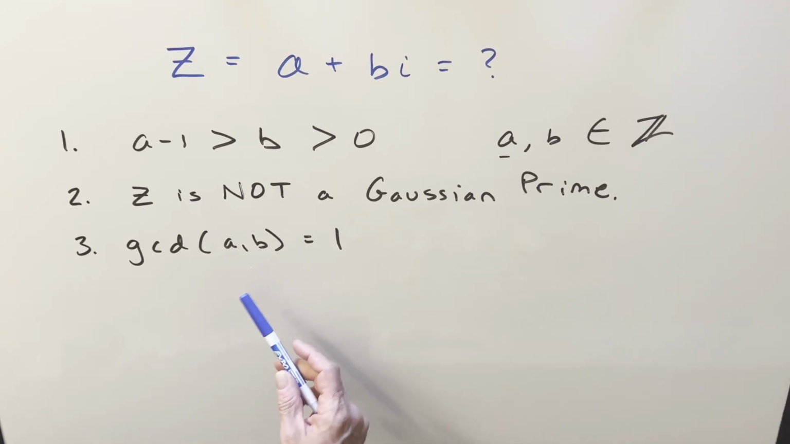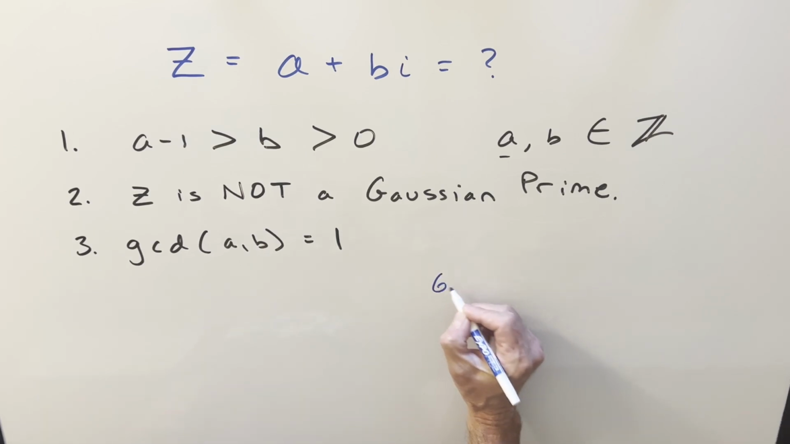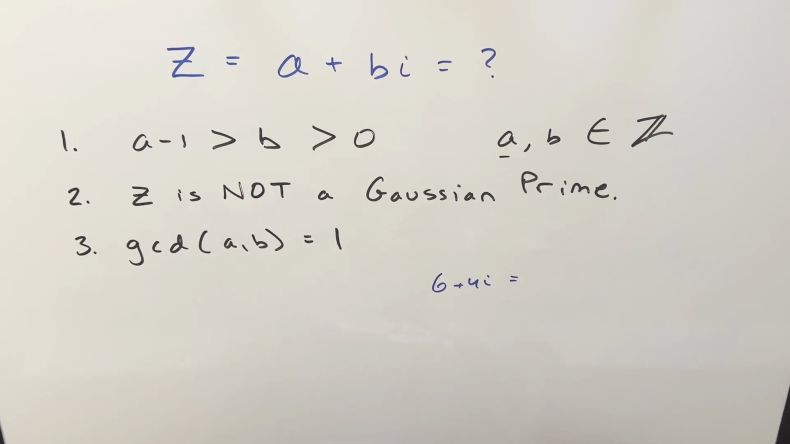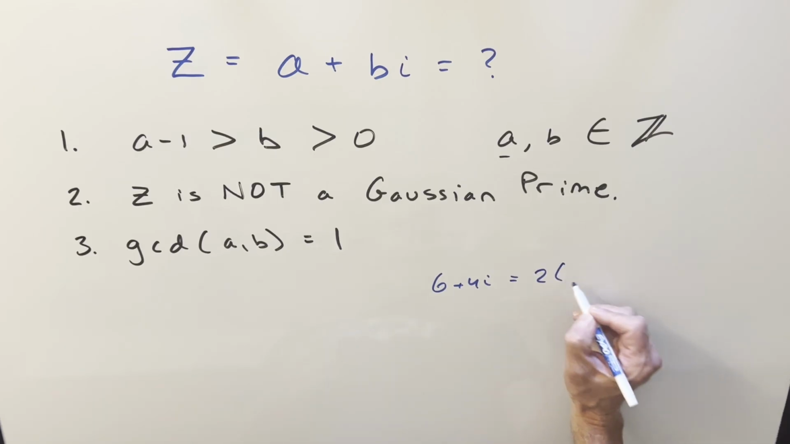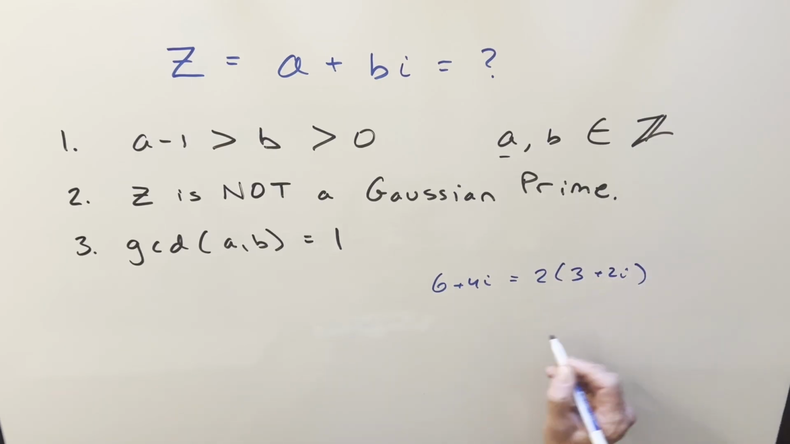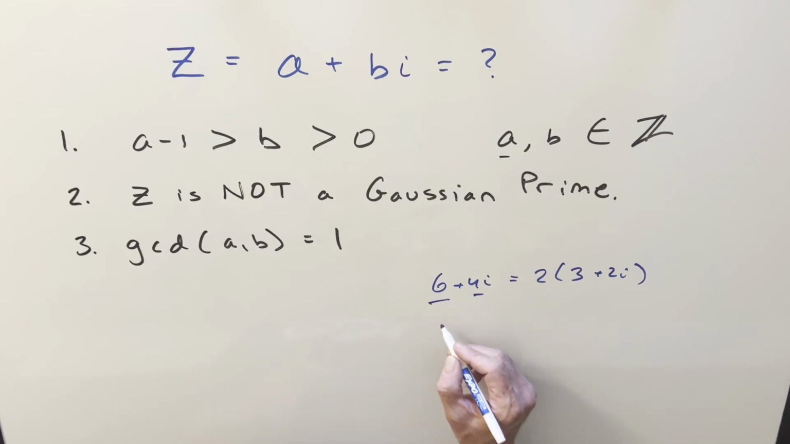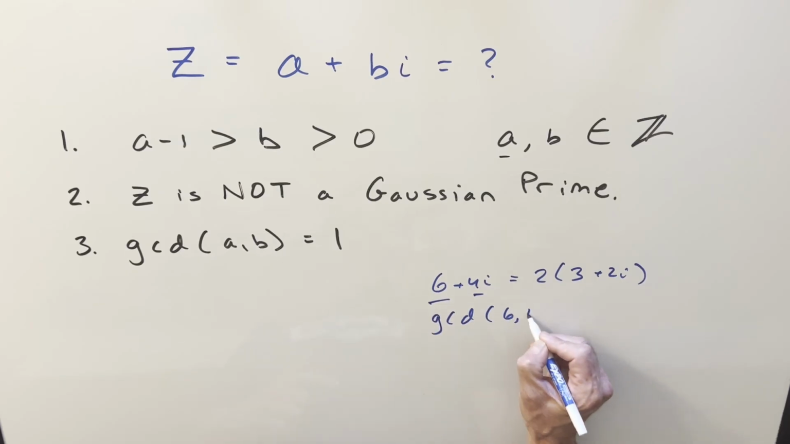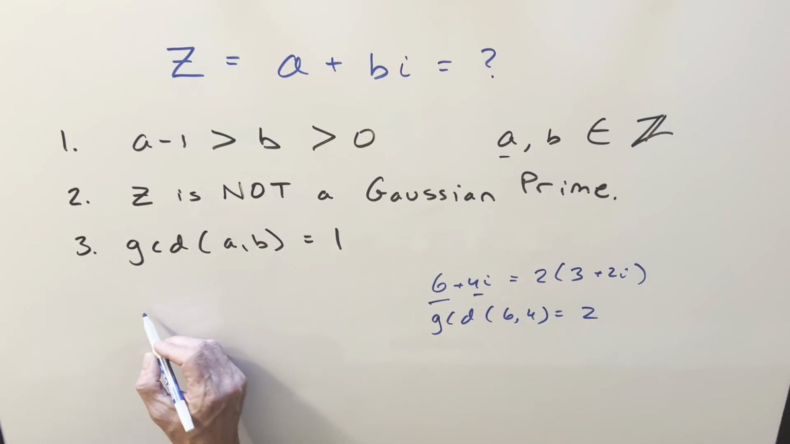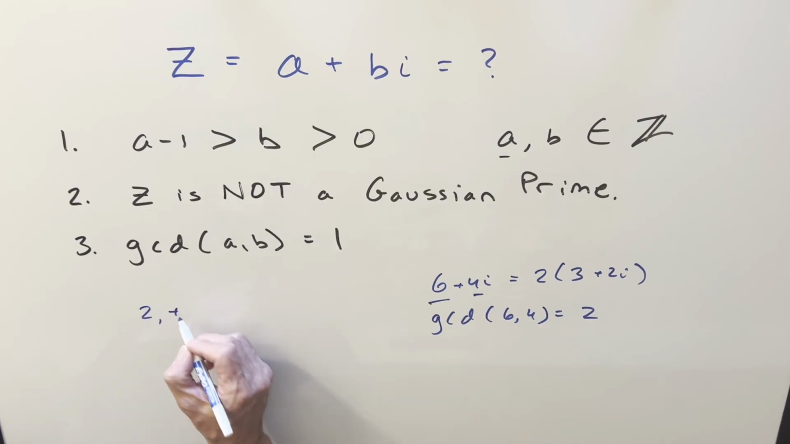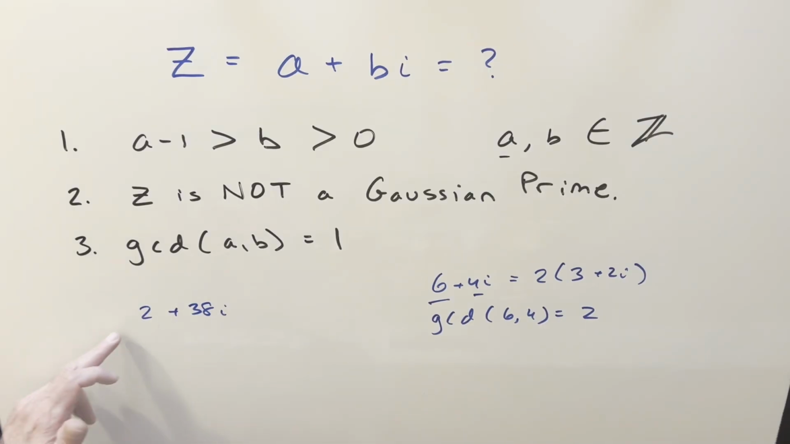Okay, so for clue number 3, it directly addresses what we just did. That example that I erased from the board, what did I have? 6 plus 4i. Because this is the case where we have a trivial factorization where we factored out 2. And that's because the GCD is not 1, right? The GCD of 6 and 4 is just equal to 2. So with this condition, we've actually eliminated any case where both a and b are even, because anything like 2 plus 38i, any complex number where a and b are even, the GCD is going to be at least 2, so it's going to violate this.